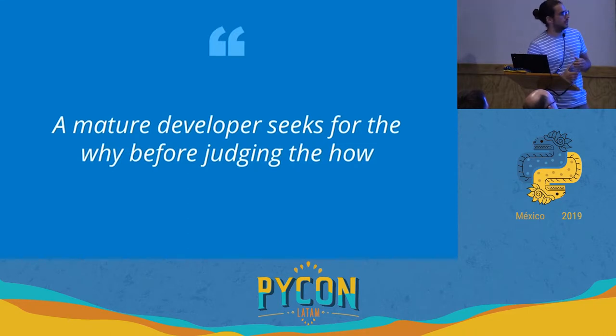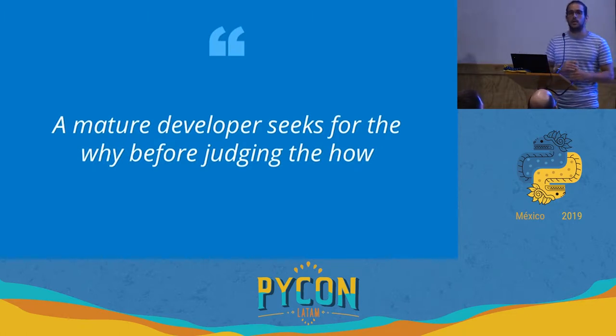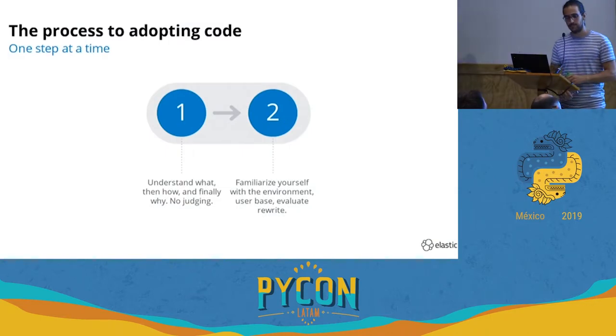Well, this is a quote that I think is important: a mature developer seeks the why before judging the how, right? So you've got to understand why things exist the way they exist before you start judging how people did things. Because once you know why there's no documentation or no tests for the software, you can also understand who's to judge, if there's anyone to judge, and what to do next. What is the next step you want to take as a developer to adopt this software and make it better and make it yours?